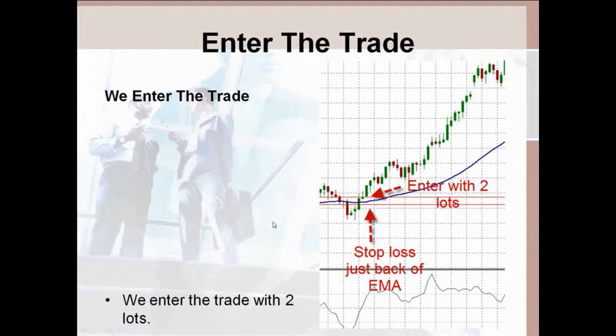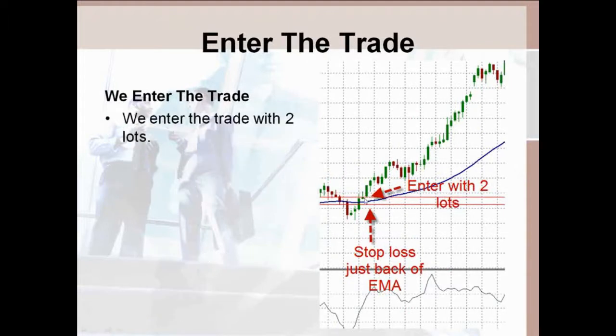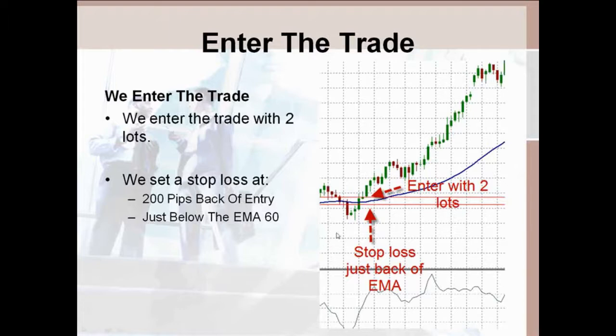And we enter the trade with 2 lots. So here's our entry point. And we set our stop loss at either 200 pips back of the entry point or just below the EMA 60. In this case, we set it just below the EMA 60. It was only about a 60 pip stop. The currency pair was in a strong uptrend, but it wasn't moving quickly in this case. And of course, we choose the one that risks less, and in this case, we did.